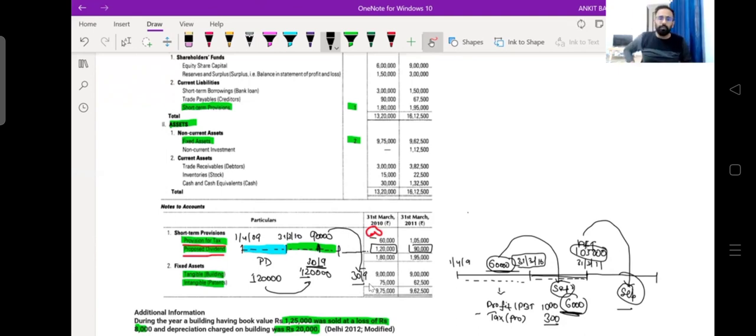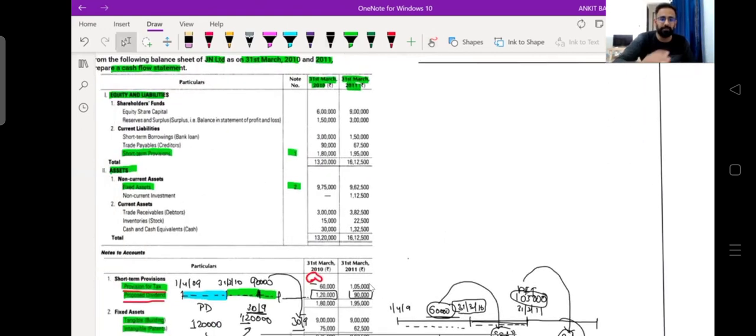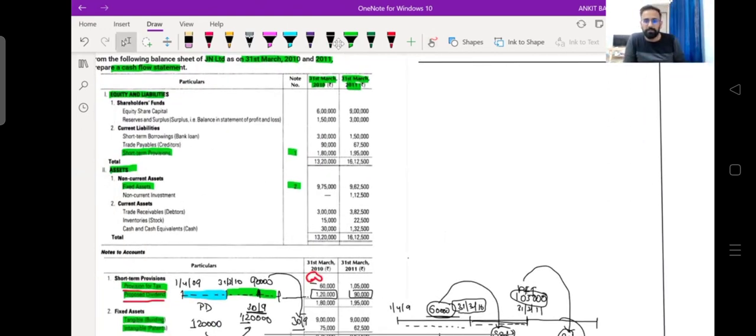Now you might be thinking, what is the use of this data? This data will be used in the cash flow statement, and we will see how it is used. First, we will discuss operating activity. This question is quite different from the previous question, so we will prepare operating activity first.